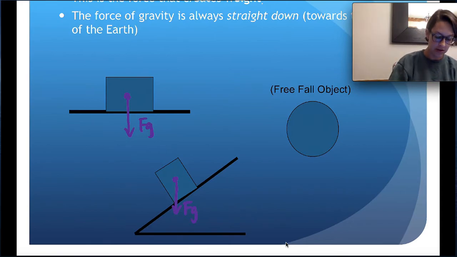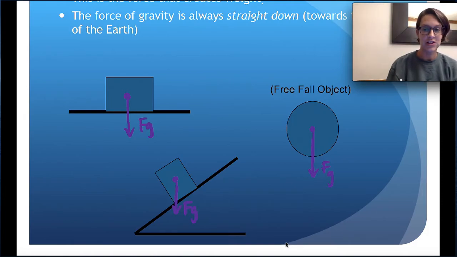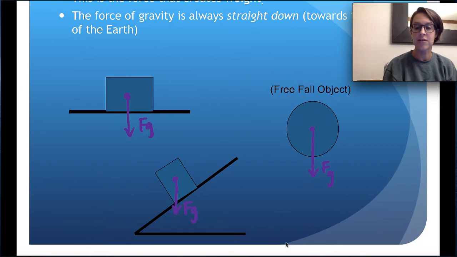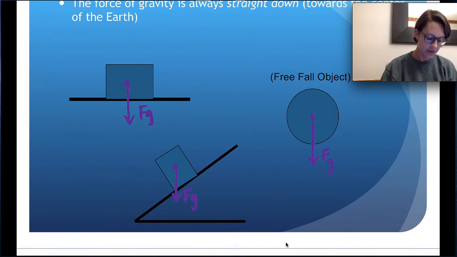Also, we have straight down gravity even when it's something flying through the air, and it could be flying up, could be flying down, could be going to the side. No matter what direction the object is moving, gravity is pulling down towards the center of the earth. Okay, so those are force vectors for gravity.